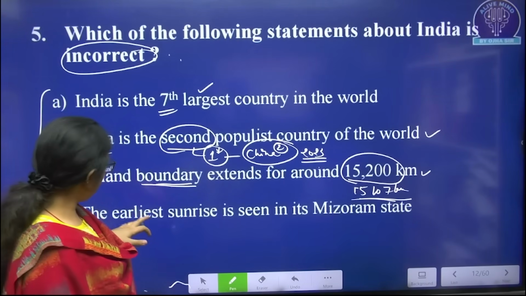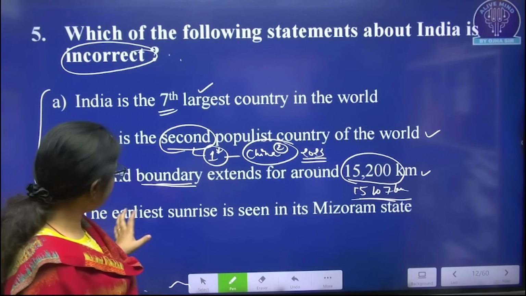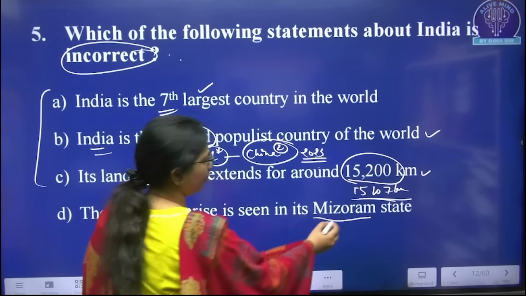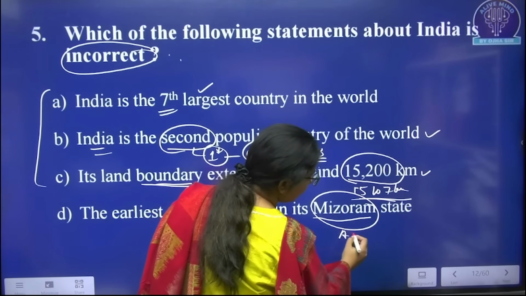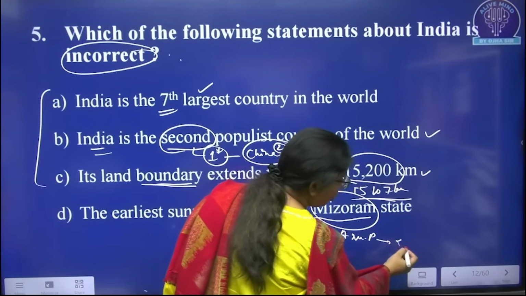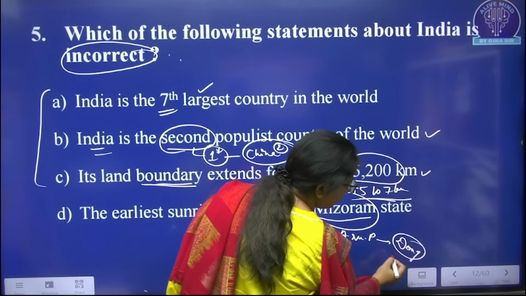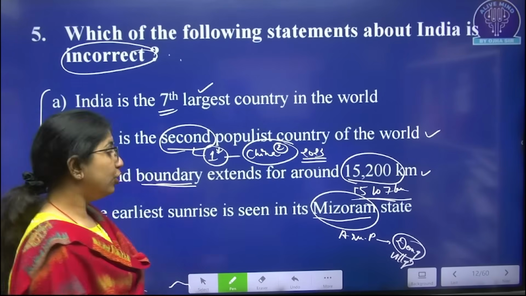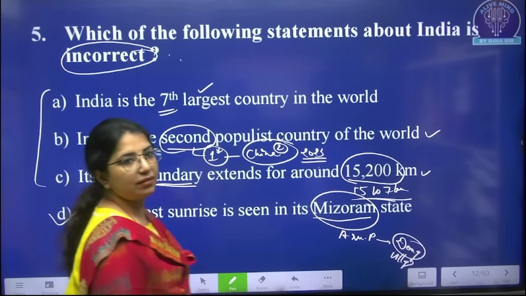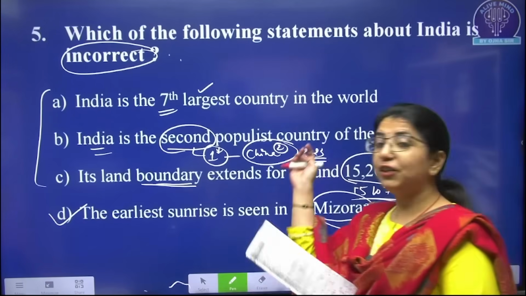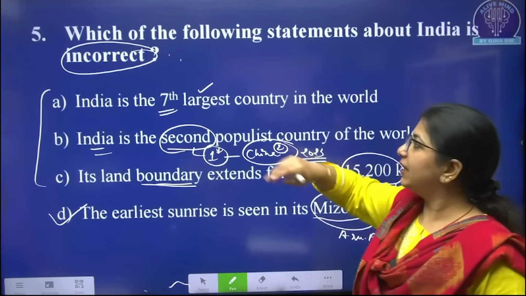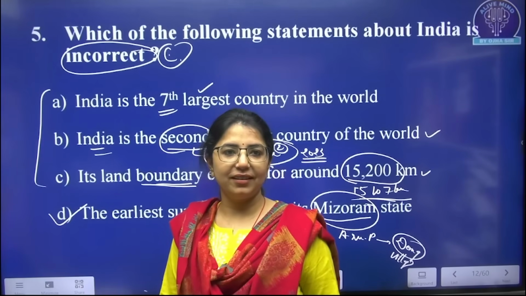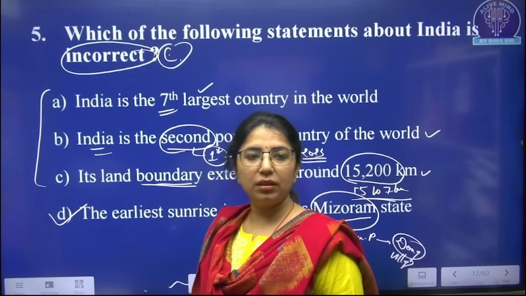And then the fourth option is the earliest sunrise is seen in Mizoram state. No, this is wrong. It is in Arunachal Pradesh, and that too in the village named Dong. So the answer is D. In reality, if we reframe this question in today's sense, which option is correct, then the answer will be A. Because today all the 3 facts are wrong.